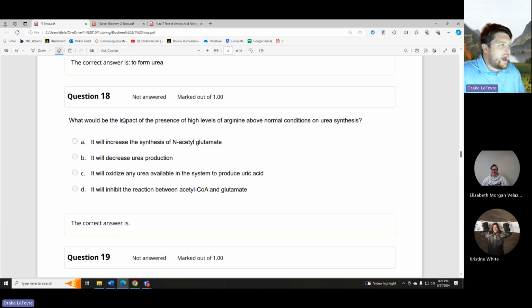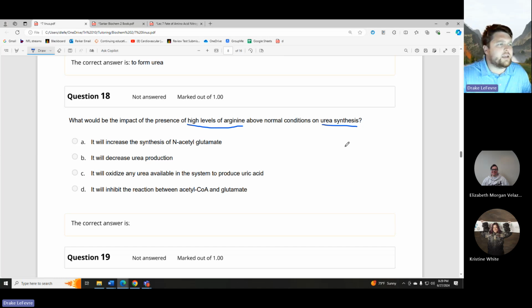What would be the impact of the presence of high levels of arginine above normal conditions on urea synthesis? So this one, we haven't mentioned specifically. With high levels of arginine, are we going to want to create more urea or less urea? More. Yeah, because if we have high arginine, we're going to want to push the reaction forward. Arginine goes to ornithine thanks to arginase, and it produces the urea.